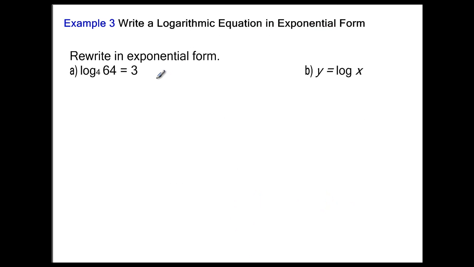This exercise: rewrite in exponential form. So exponential means get it out of log form. So we start with the base in this particular case. 4 to the power 3 is equal to 64. Remember that there's nothing there, but really it is a base 10, so 10 to the power y is equal to x.